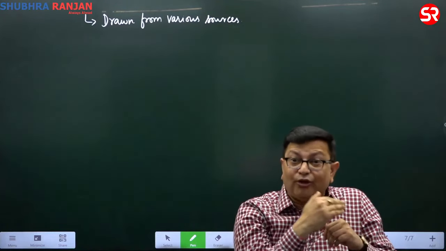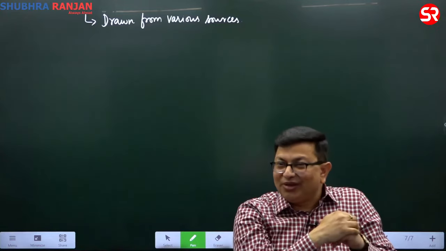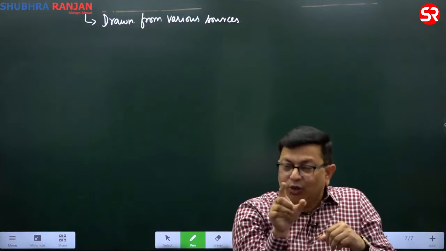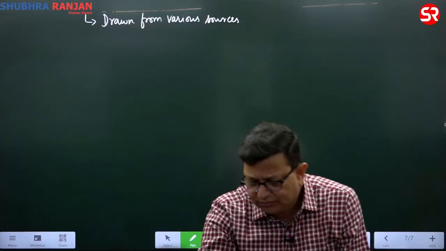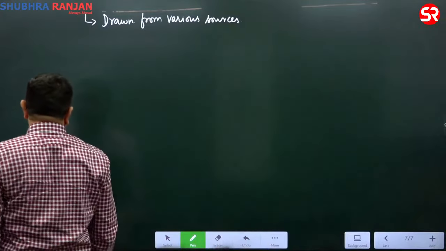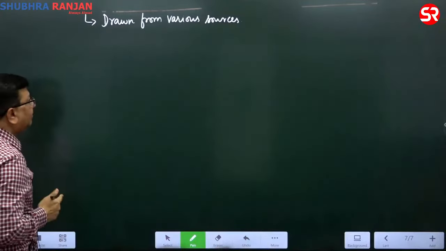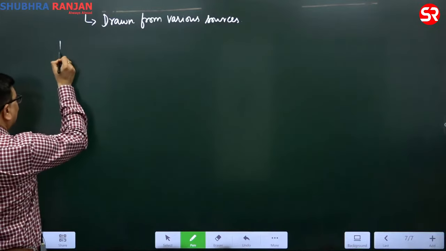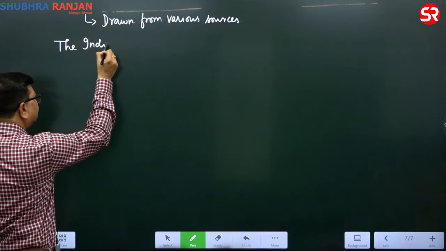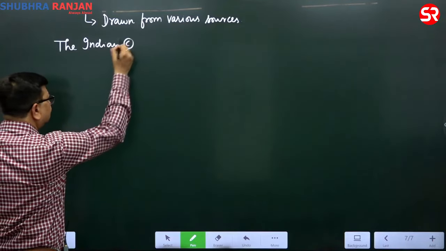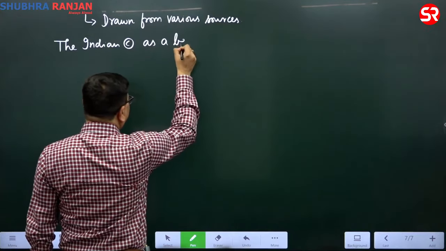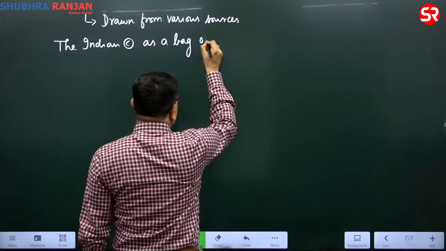But from the examination point of view, there can be a question in the main examination. You can write the question: how far is it justified to term the Indian Constitution as a bag of borrowings?